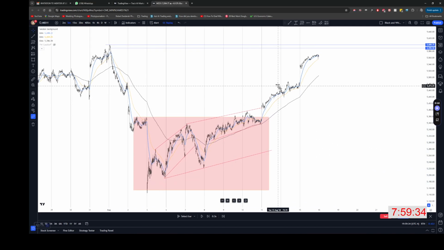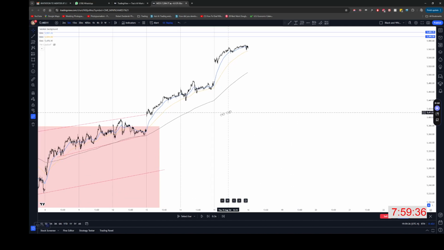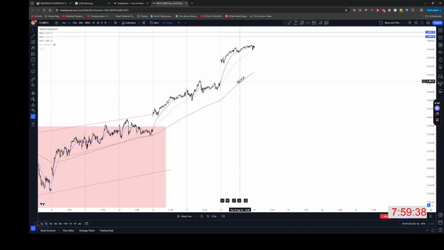So we've broken out, and this is what is really interesting here. Let's look at this moving average. The gray line is the 20 bar exponential moving average on the 1 hour time frame. Since we broke out of it, this is the first test over here, and then we went higher. Typically when we go higher, we come back and test it again. But look what's happened here.